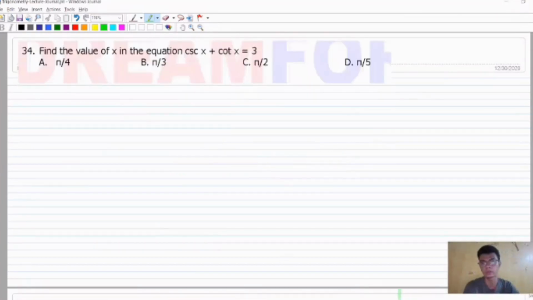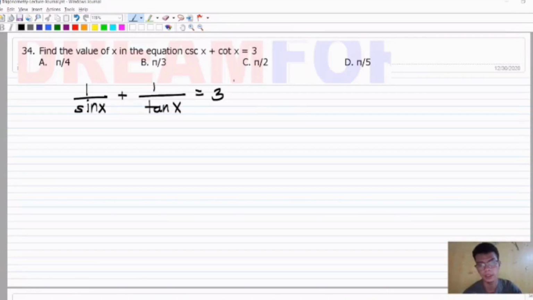Number 34. Find the value of x in the equation cosecant x plus cotangent x is equal to 3. So, si cosecant x ay reciprocal ni sine, 1 over sine x. And si cotangent x naman ay reciprocal ni tangent x. And that is equal to 3.